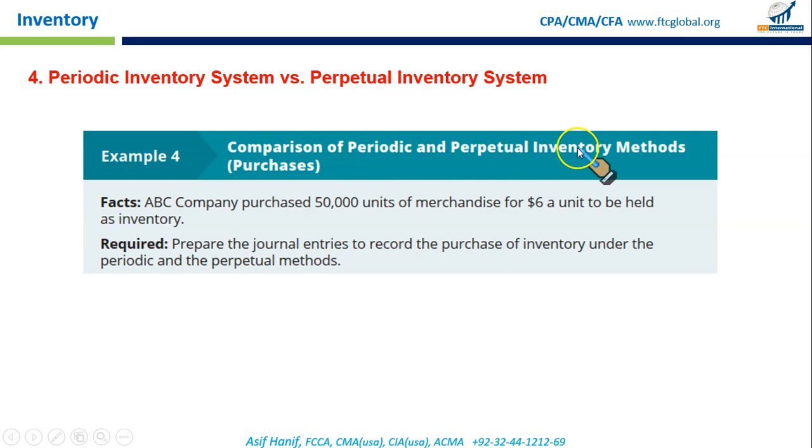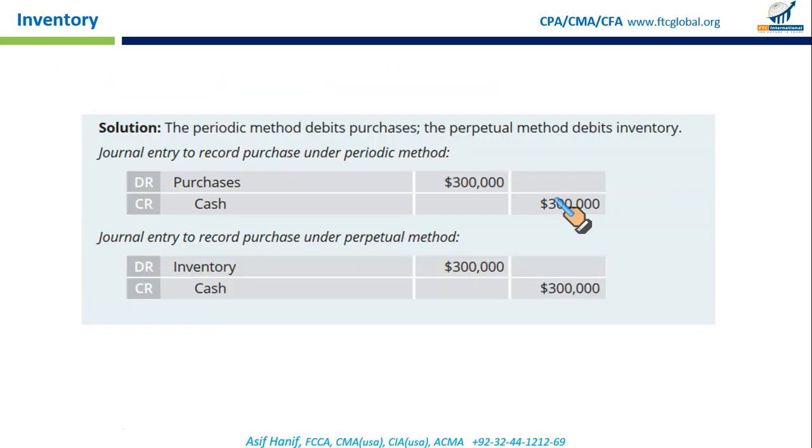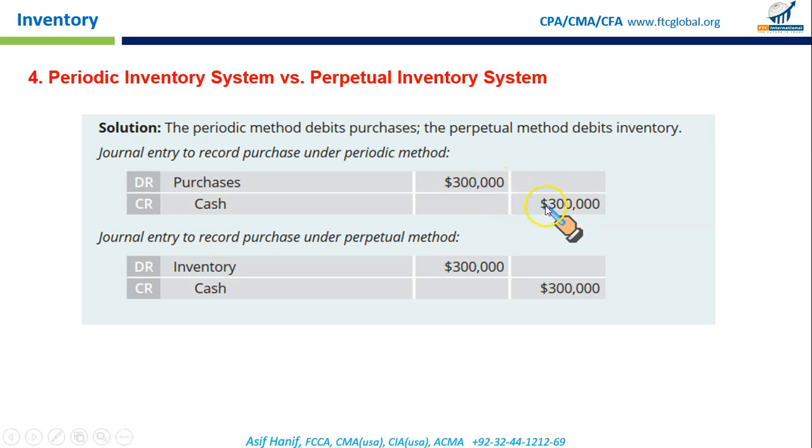Comparison of periodic and perpetual inventory methods for purchases. ABC company purchased 50,000 units of merchandise for $6 a unit to be held as inventory. So prepare the journal entries to record the purchase of inventory under the periodic and perpetual system. In periodic, we debit purchases, credit cash with 50,000 times 6, $300,000, and in perpetual, we debit inventory, credit cash. So that's it. You debit your purchases, credit cash for periodic, and for perpetual, the debit is given to inventory because you need to update your inventory records in the perpetual inventory system.